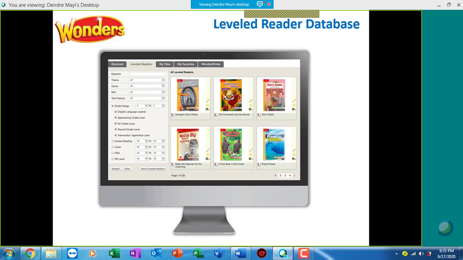On the Wonder site, you're going to see that you can search a database of leveled readers, Wonder's leveled readers for kindergarten through 6th grade. If you want and need more leveled readers, you will have them. I'll share with you where these are once I get into the online resources.